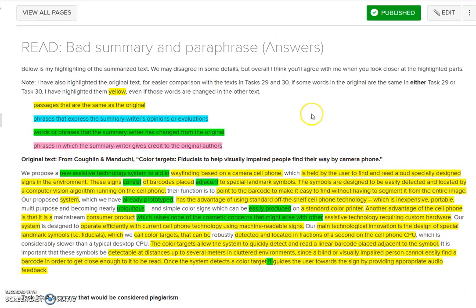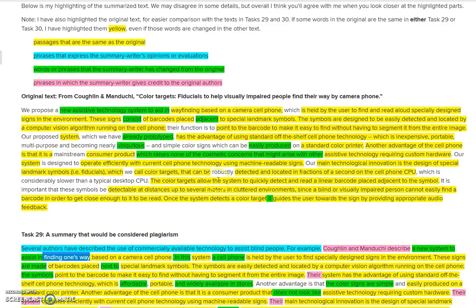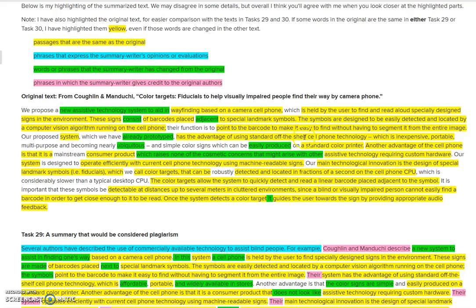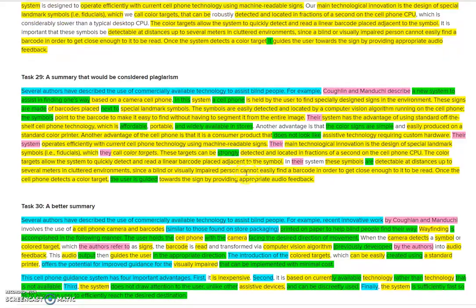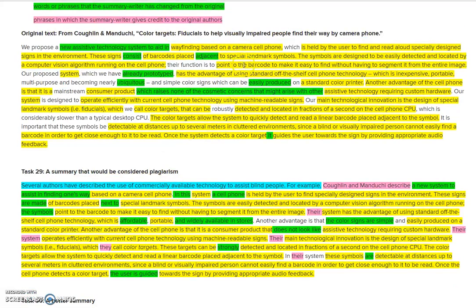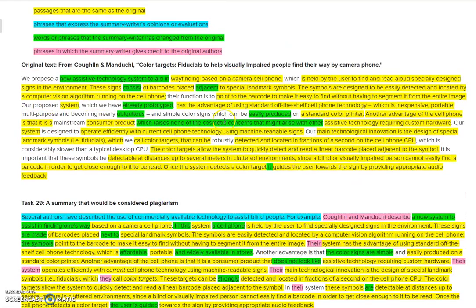Okay, let's take a look at some good and bad summary writing in this activity here. So here's the original, and I've highlighted this yellow and green too, even though depending on whether you're looking at this summary or this summary here, this should be yellow or green. We don't know, but mostly it'll be the same.